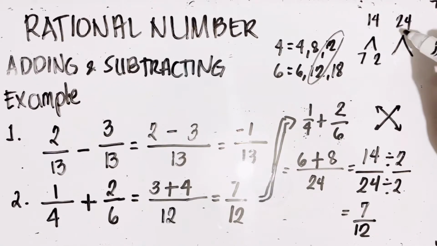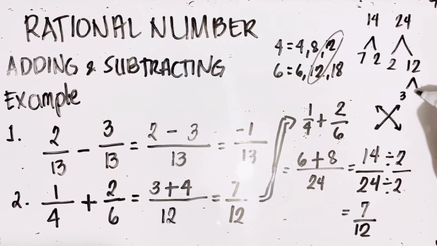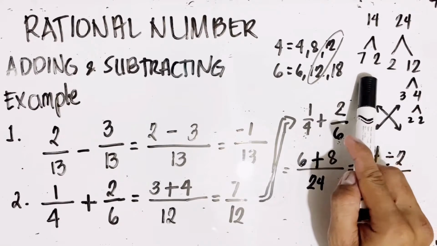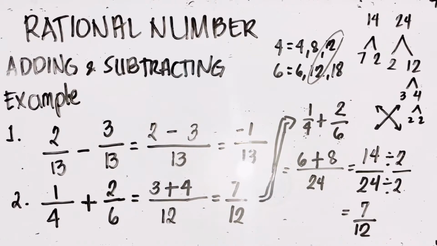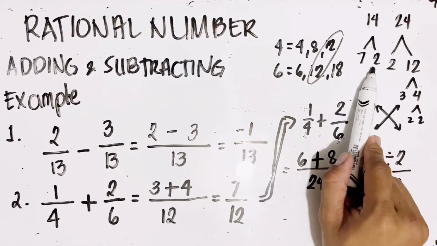How about 24? Factors can be 2 and 12. And 12 can be factored out to 3 and 4. 4 can be factored out with 2 times 2. Now, what is the common factor or the greatest common factor between factors of 14 and factors of 24? So we have 7, while on 24 we can't see a factor that is 7. So let's go to the next factor, which is 2.